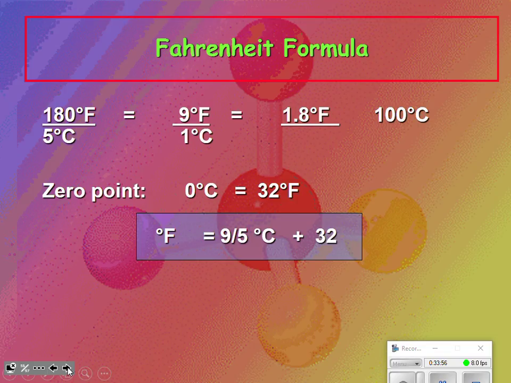Now, here is the Fahrenheit formula. The big one is in the box. Don't worry about that stuff up at the top. Worry about the stuff in the box. Degrees Fahrenheit is equal to 9/5 degrees Celsius plus 32.